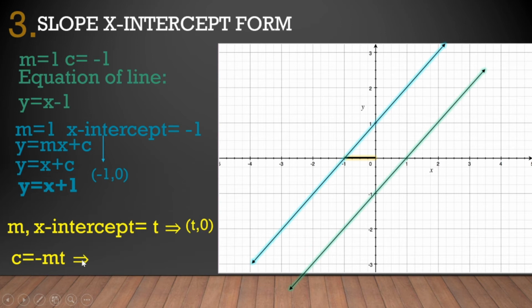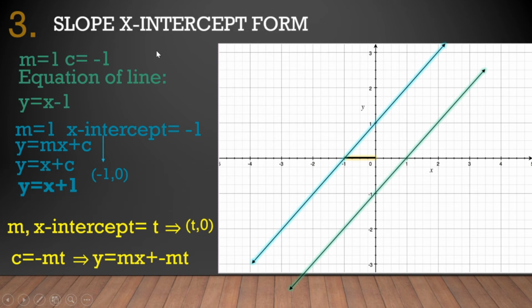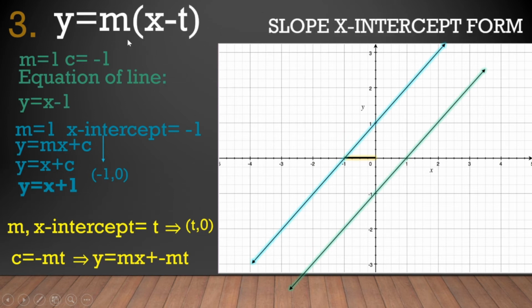And the equation of the line will become somewhat like this. This can be simplified too by taking m common. Therefore, the slope x-intercept form of any line is equal to this. So this is the slope x-intercept form of a line. You have to learn these forms so that you can answer your questions quickly.